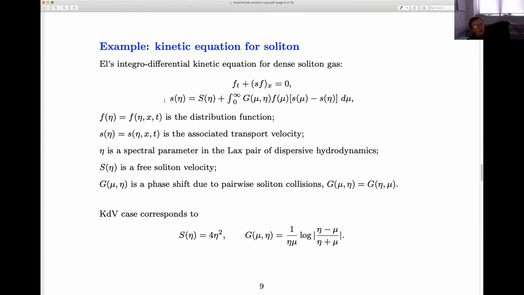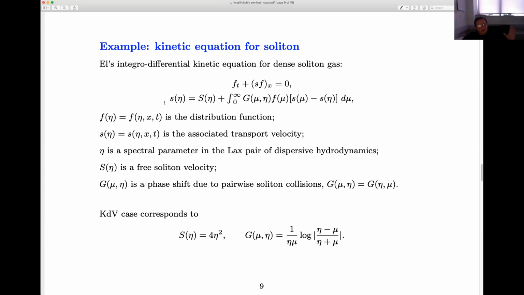So what you are doing, you are considering many solitons randomly distributed for a given integrable system, right? Now, what can we say? And this system was derived by Gennady El. It was a generalization of Zakharov's kinetic equation, but Zakharov's equation was uncoupled, and this is a non-trivially coupled kinetic equation. All right.